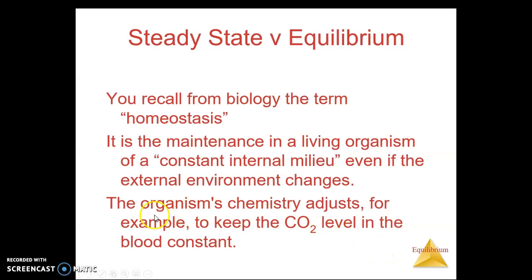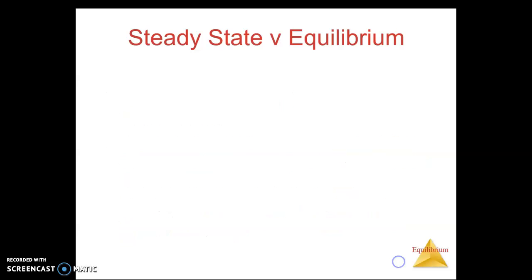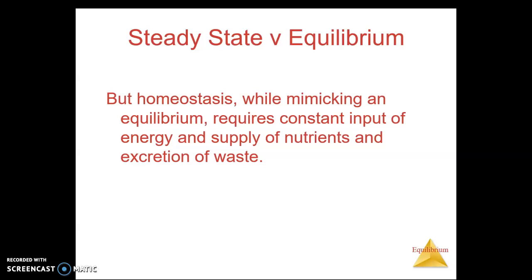There's another one, and there are many of these systems in your body. Your chemistry has to adjust to keep the CO2 level in your blood constant, and we'll learn a little more about that as this unit proceeds. Now, homeostasis mimics an equilibrium because concentrations are kept the same. But they don't stay the same by themselves. You have to constantly input energy and a supply of nutrients and excrete waste. That's essential to keep those concentrations the same.